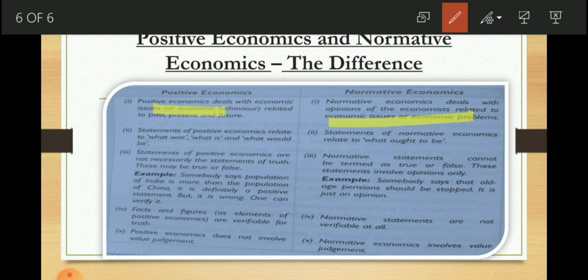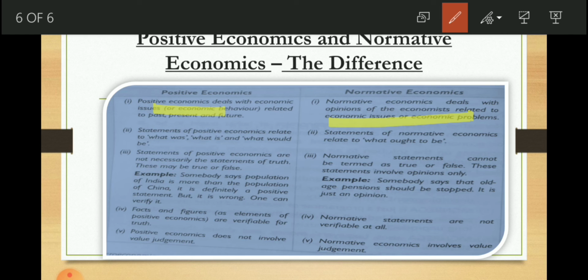Here we are telling what economists think about a particular situation or problem in normative, but in positive we tell what has happened in the past, what is happening in the present and what will happen in the future. We are telling you the particular situation which is happening. Whereas in normative, we are discussing what ought to be or what our opinion is.